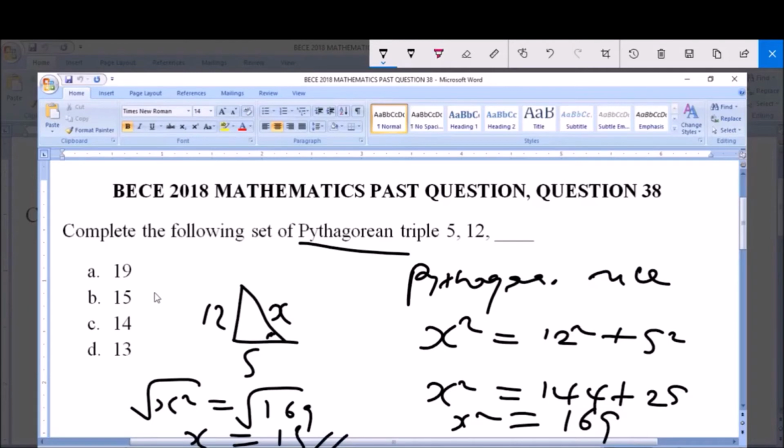Now from the options here, option A says 19, which is wrong. B says 15, which is wrong. C says 14, which is wrong. And D says 13, which is correct. So our final answer is D, 13.